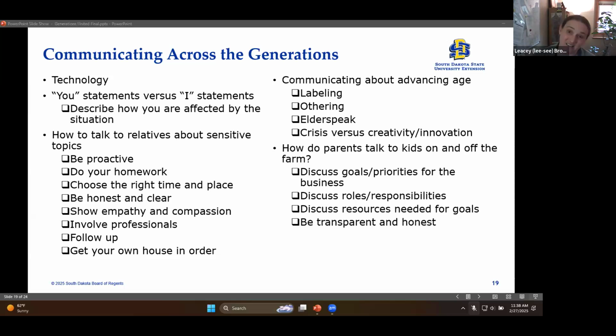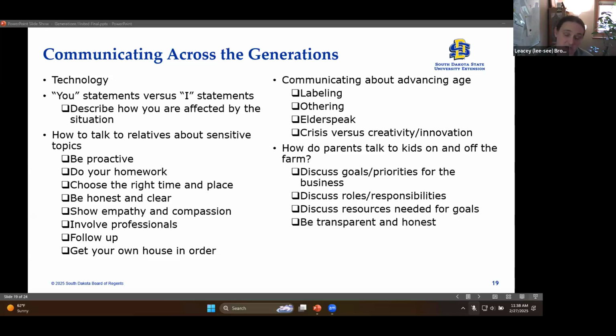You might choose the holidays. A lot of people don't like to think of having sensitive conversations around the holidays, but depending on the nature of the conversation, you may want people in person to talk about it. Be honest and clear. If there's serious things that are happening, you have to be honest and clear about what you see that's going to happen.